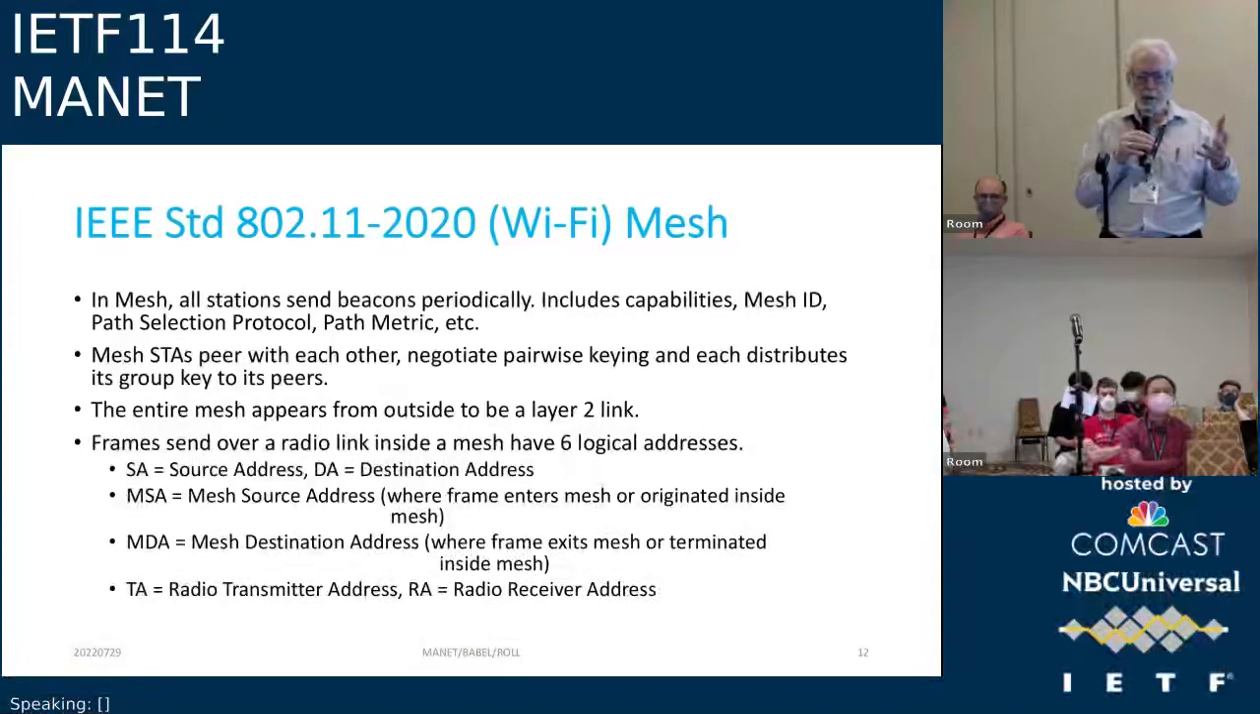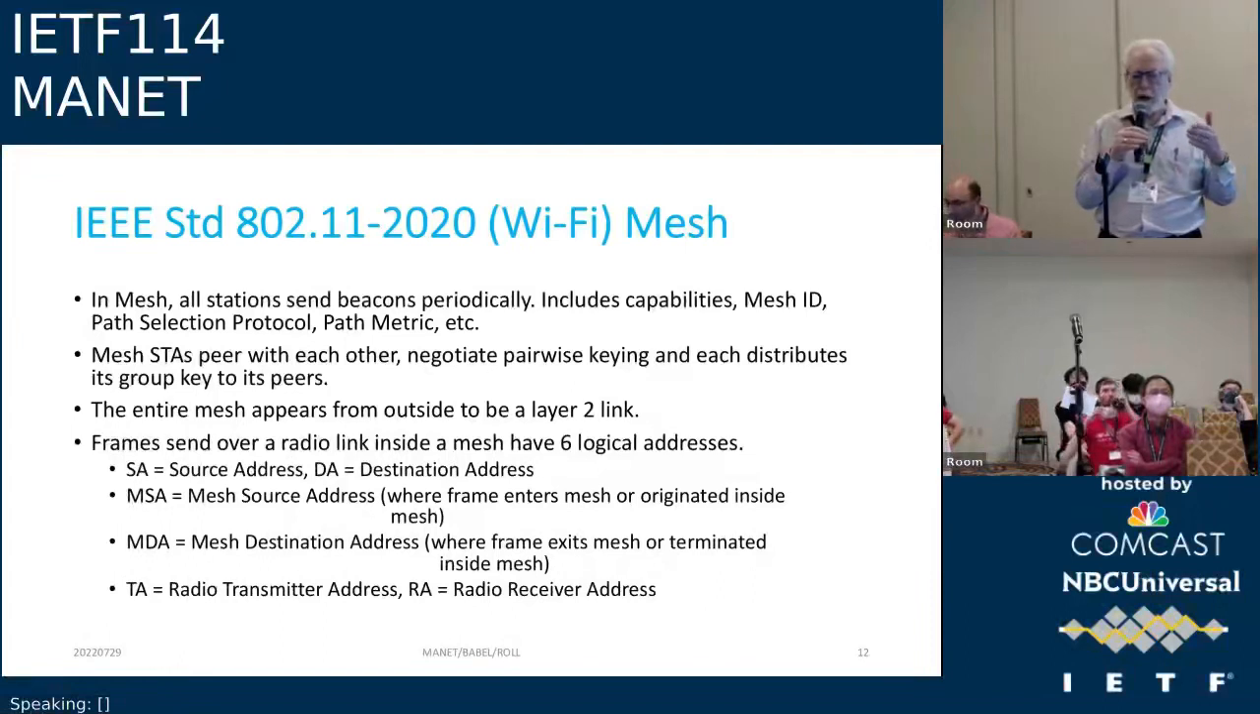So in mesh, all the stations send beacons periodically, and they include in that their mesh profile, which is a mesh ID. It's like the SSID, but different. They also indicate what path selection protocol, otherwise known as routing protocol, they're using, the path metric, cipher suites, et cetera, et cetera. And they peer. It's an equal peering of equals between them, and negotiate pairwise keying. And then each station distributes to its peers the group key that it uses if it wants to transmit multicast or broadcast. And from the outside world, the whole mesh just looks like a layer 2 link.